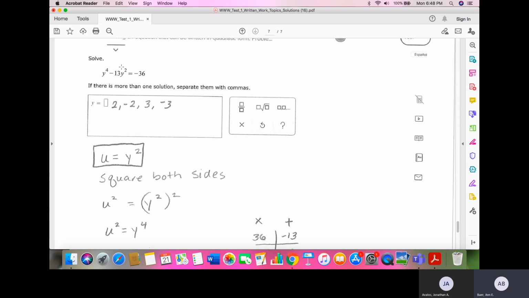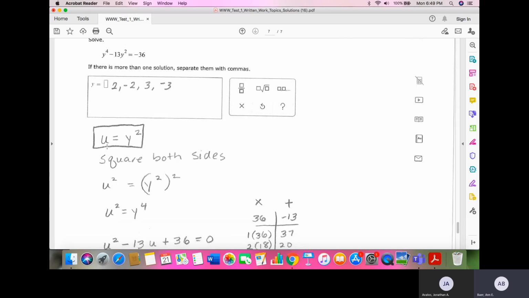So we're going to let u be the variable portion of this middle term here, which is y squared. Then we're going to square both sides here, because somehow we have to get a y to the 4th in there. And the way we can do that is by taking y squared and squaring it. Because power raised to a power, you multiply the exponents and you get 2 times 2, which is 4. So we want to square both sides.